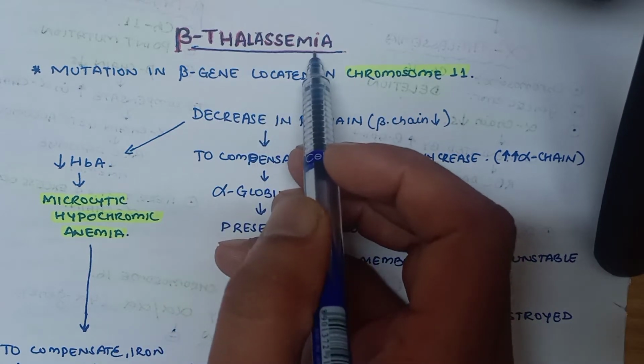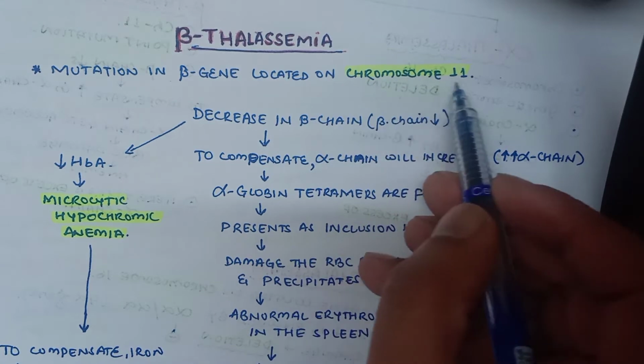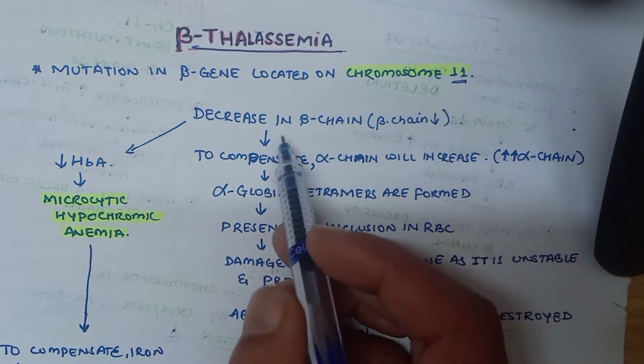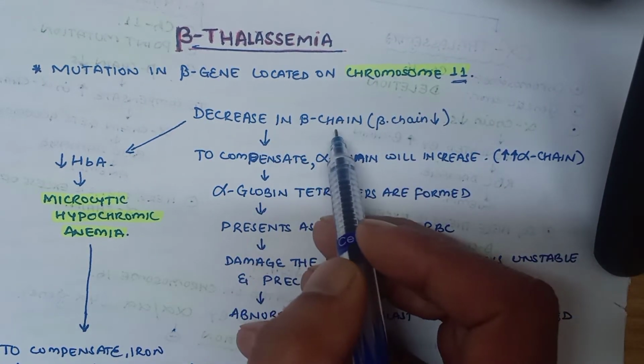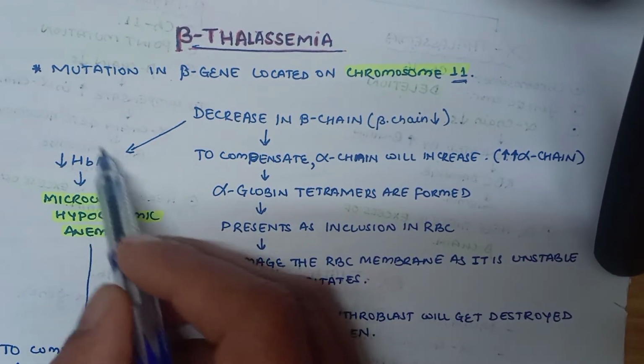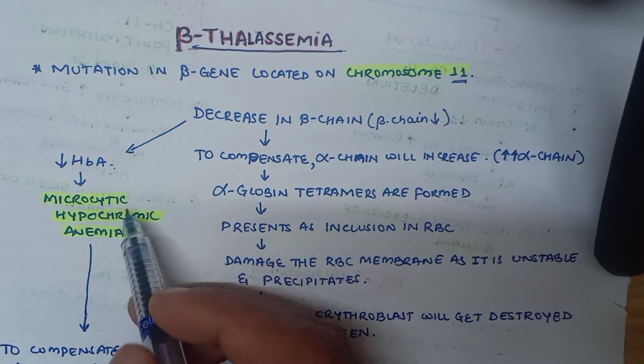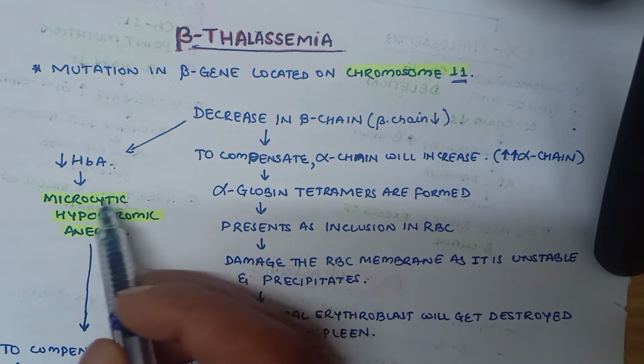Thalassemia is due to mutation in the beta gene located on chromosome number 11. When beta chain decreases, there is a decrease in HbA level. So there is a decrease in HbA, which will result in microcytic hypochromic anemia.